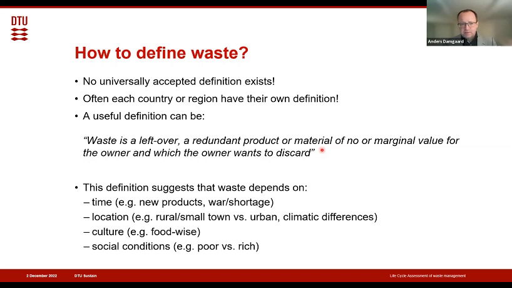It also suggests four things that are important with regards to waste, that there is a link to the time. And this is because new products, war, shortage, unfortunately, as we see right now, can have quite big impacts on which products we use and how much we use of these materials. The same with regards to location. Are we in a rural or small town versus a dense urban center? We will have differences in generation type. We will also have climatic differences. It's probably still a lot hotter in Mexico than it is here in Denmark, where it's just around 0.